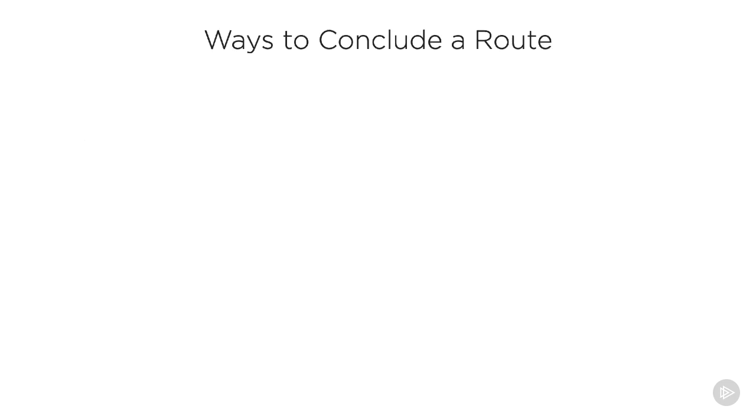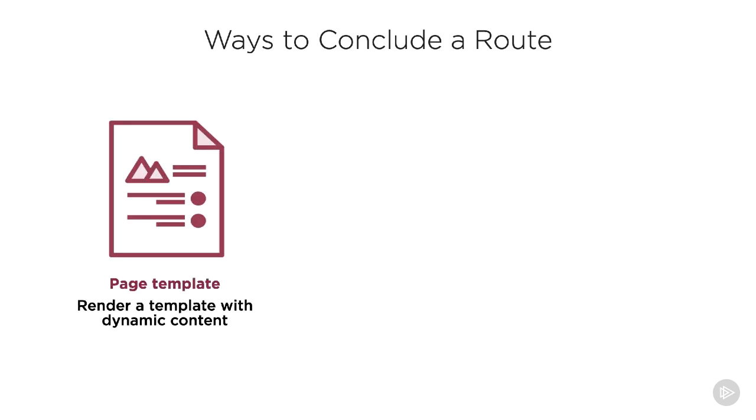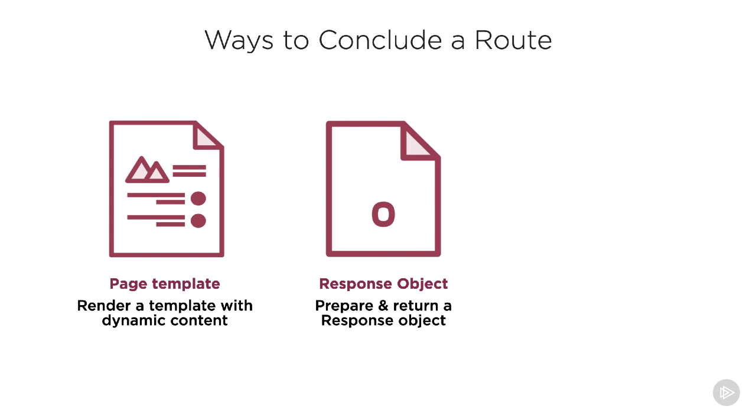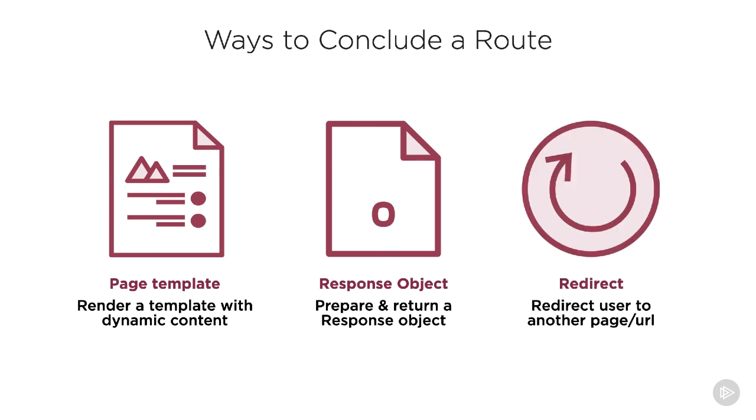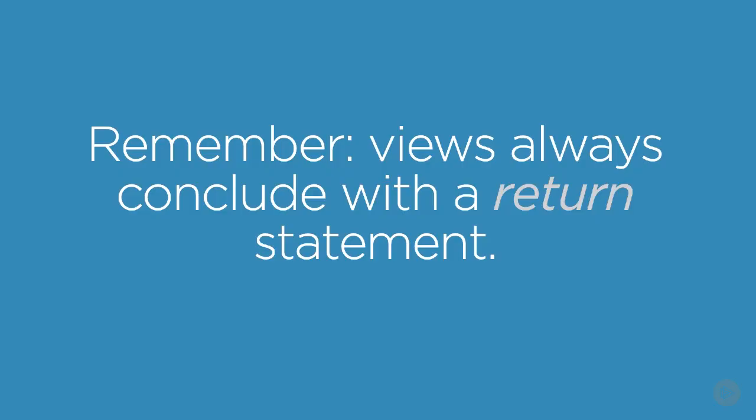Great. There are three common ways to conclude a route. We can render a Jinja template with dynamic content. We can prepare and return a special response object, and we can also redirect the user to another URL. But keep in mind that views always conclude with a return statement. If it isn't provided, it will raise an error.